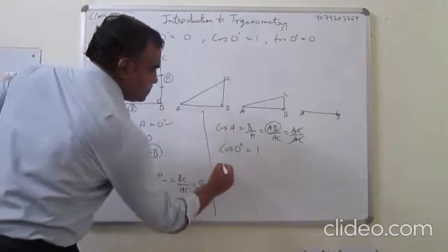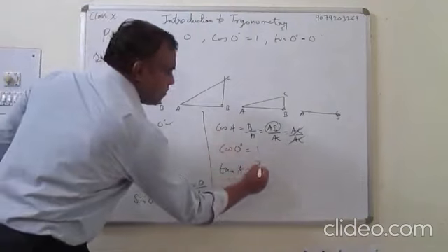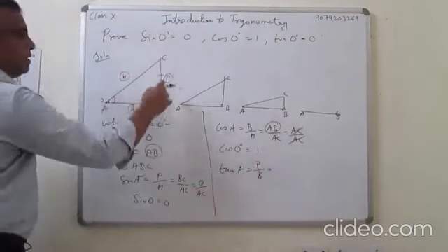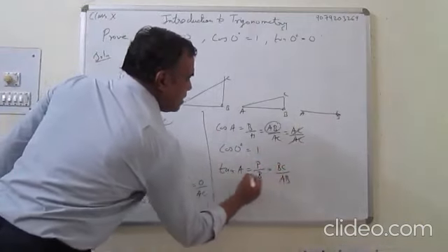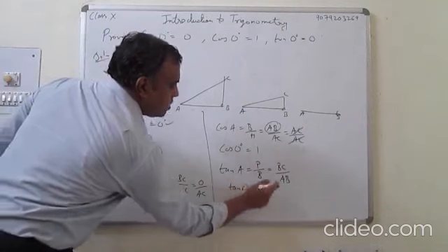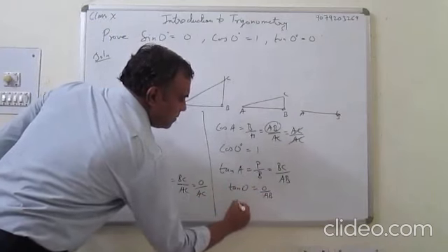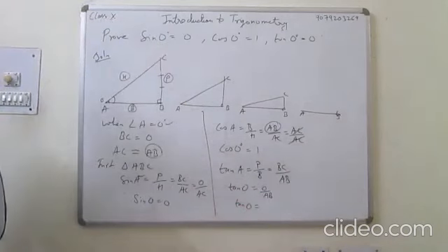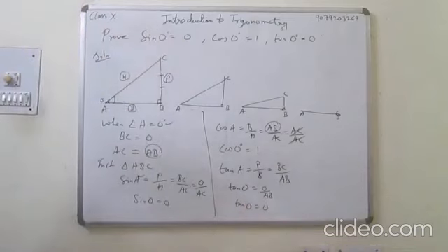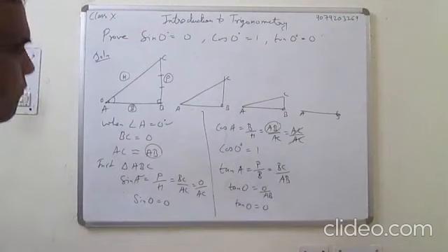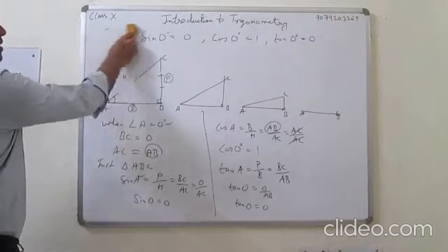Now tan 0. For tan 0, first I write tan A. What is tan A? Formula P upon B. What is P? BC upon AB. If A is 0, what is BC? If A is 0, then BC is 0 upon AB. It means tan 0 is 0. Tan 0 is 0. Now we prove it for 90 degree.